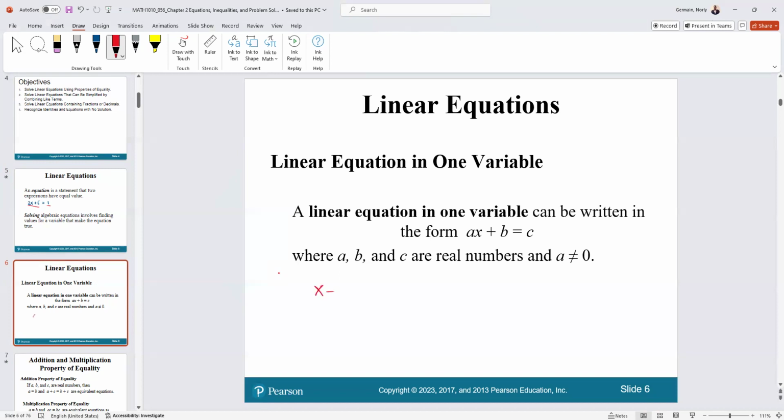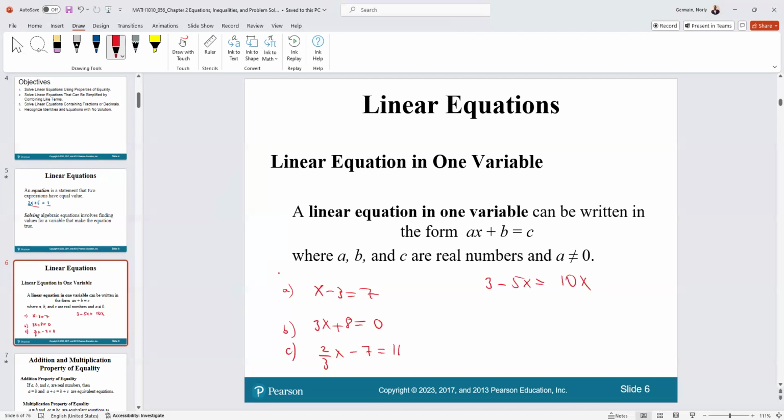So if we have x minus 3 equals 7, that's a linear equation. If we have 3x plus 8 equals 0. I'm going to put a few more examples. If we have 2/3 of x minus 7 equals 11, or if we have 3 minus 5x equals 10x, those are all algebraic equations, or you can just say equations.